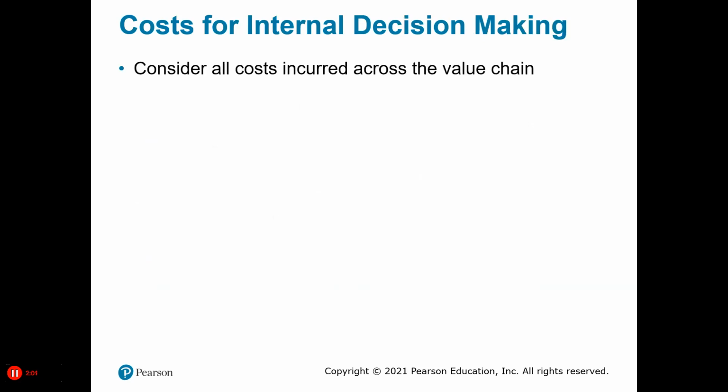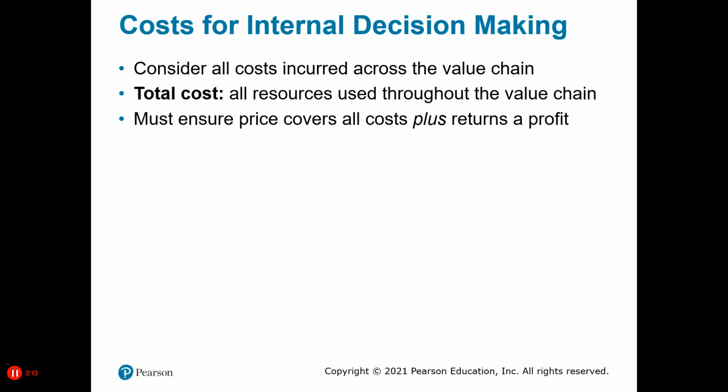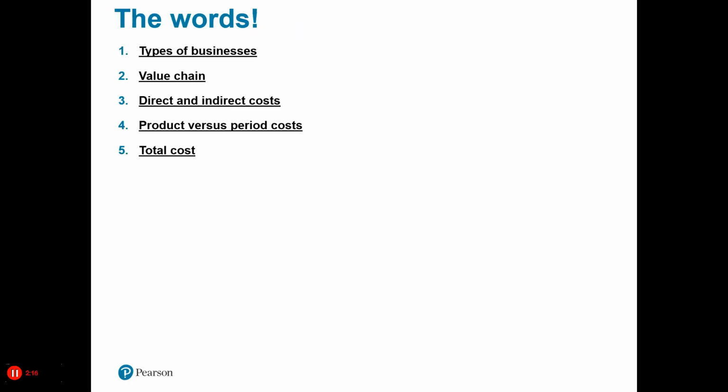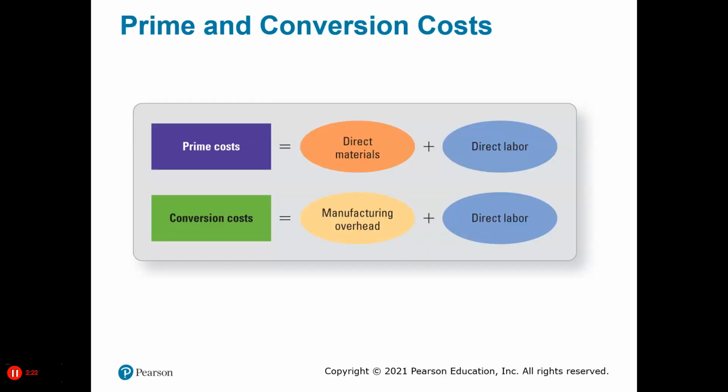Costs for internal decision making consider all costs incurred across the value chain. We have to look at total costs, but a lot of times we only look at specific costs. We must ensure the price covers all costs. Now, prime versus conversion. Prime costs are direct materials and direct labor. Conversion costs: we take the labor and direct materials and make them into something, and we apply overhead and labor, and that's considered the conversion. I don't know who comes up with these categories, but that's what we categorize them as.